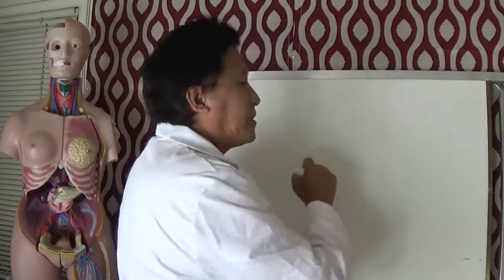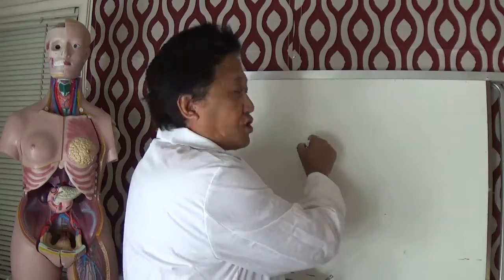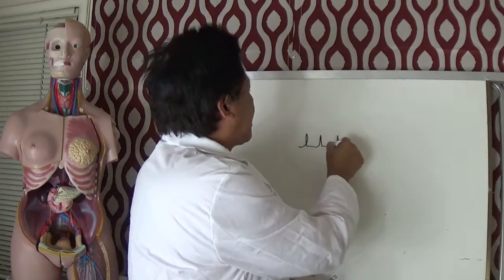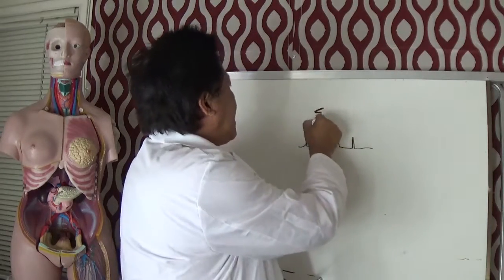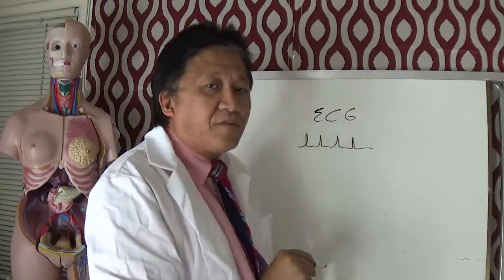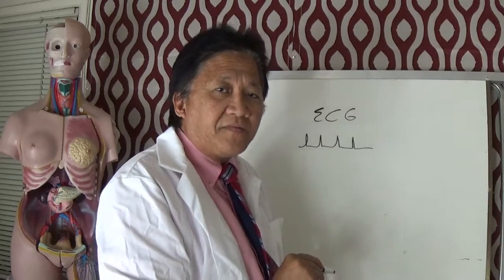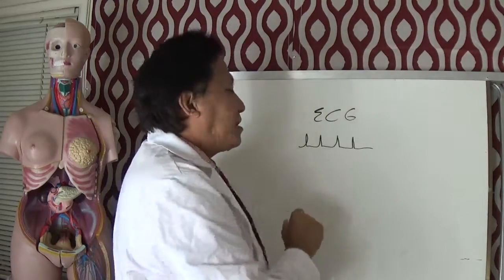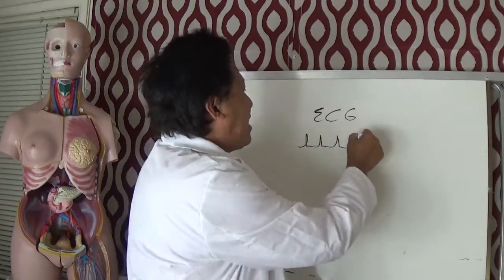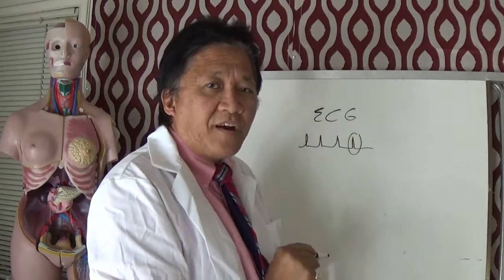With regards to the electrocardiogram, let me write it here. The electrocardiogram, okay? ECG stands for electrocardiogram, which means electrical activity of the heart, which is being recorded by an ECG machine. You have, in this typical wave, various components.